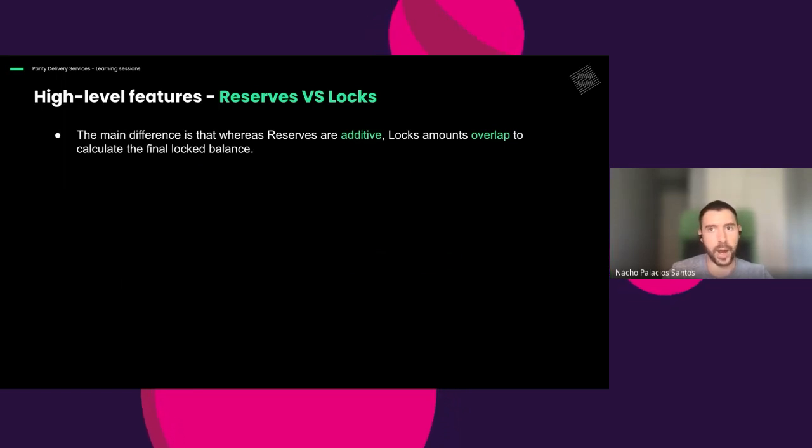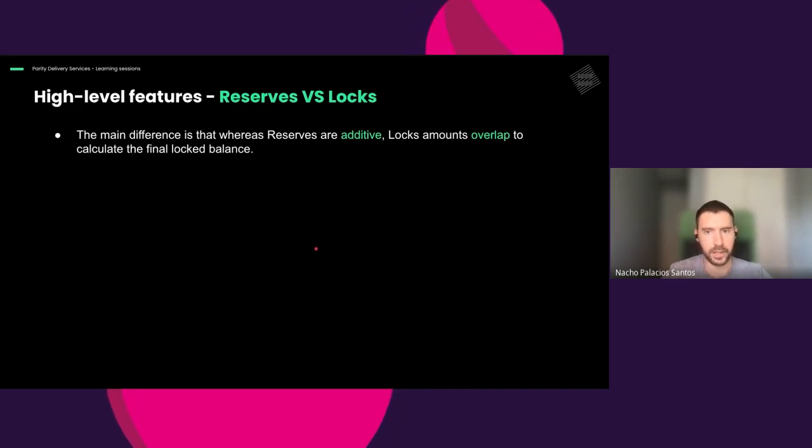Apparently, they just require a minimum balance. But the main difference is that whereas reserves are additive, locks amounts overlap to calculate the final lock balance.